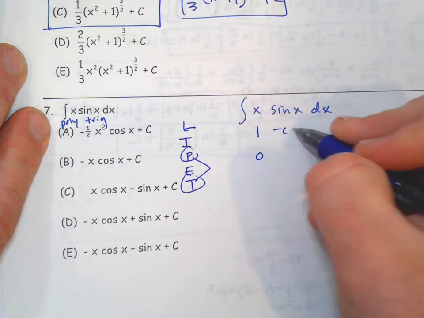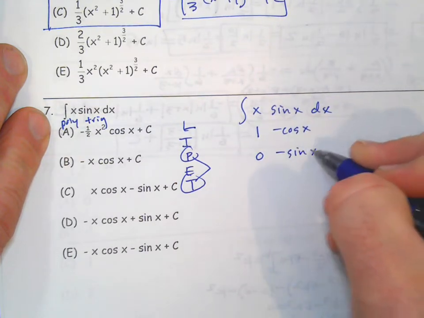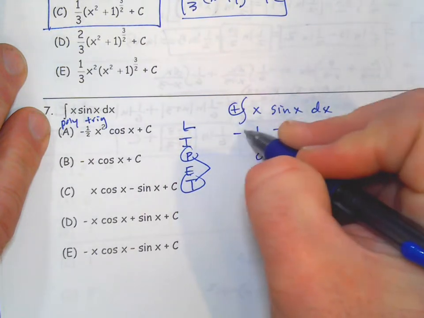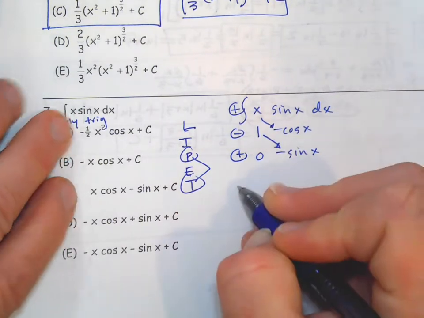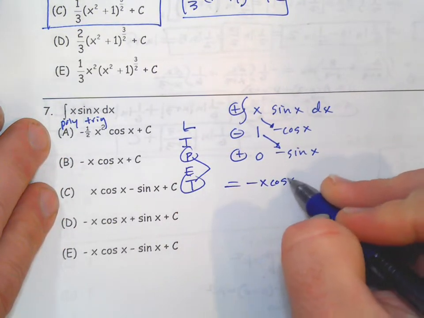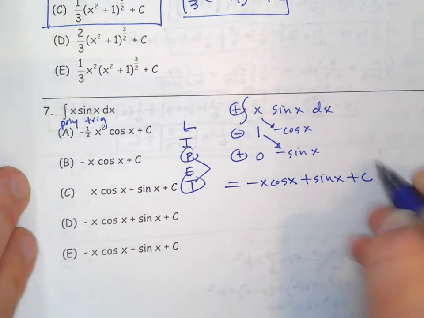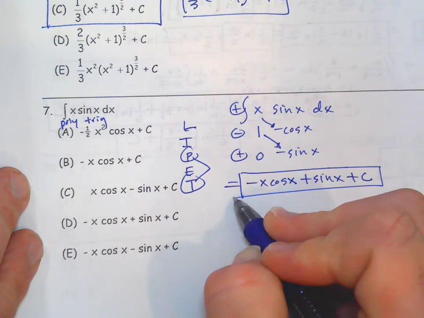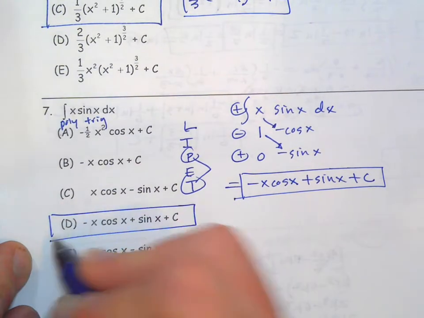So it's going to be negative cosine x, and it's going to be negative sine x. And the first one's positive, next one's negative, alternates. And we multiply through by a diagonal. And so we get negative x cosine x plus sine x plus c.